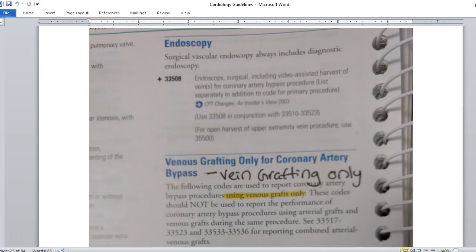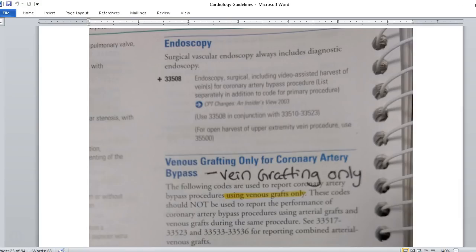Whether it's a stenosis, where it's collapsing and hardening on itself, or a fatty plaque buildup, or after a myocardial infarction. But I want to show you this. There are two ways to get a vein and/or artery out of the body. First is an open procedure, slice and dice and remove. But we can do 33508 in addition to the procedure, which is the endoscopically video-assisted harvesting.